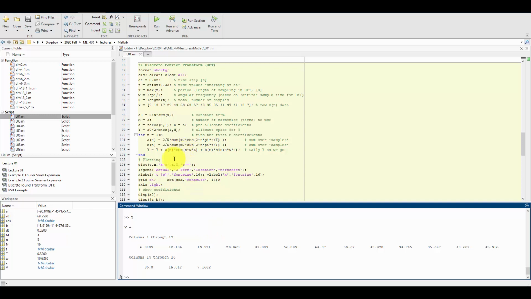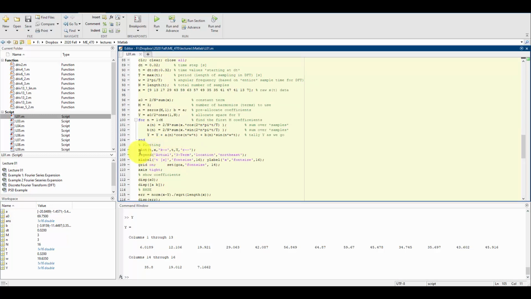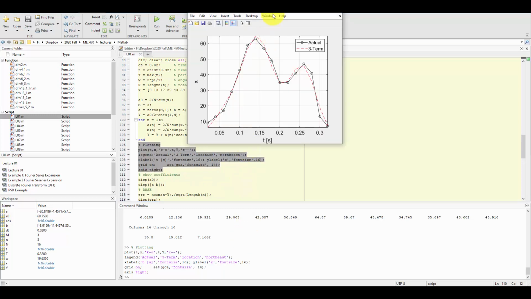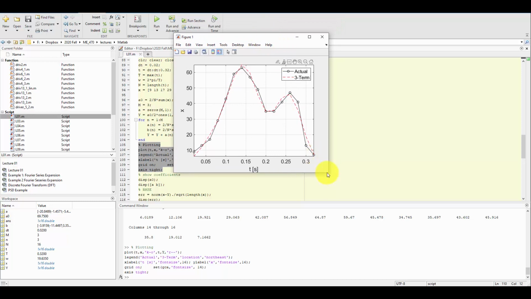So I'm going to plot my results. I'm going to plot my original data points versus, so that's the X, versus my reconstructed, again, using only a 3-term approximation here. So if I make this plot, I'm going to be able to see the difference between my estimate and the actual. All right, so this is what I get for that first figure. Make it a little bit larger here.